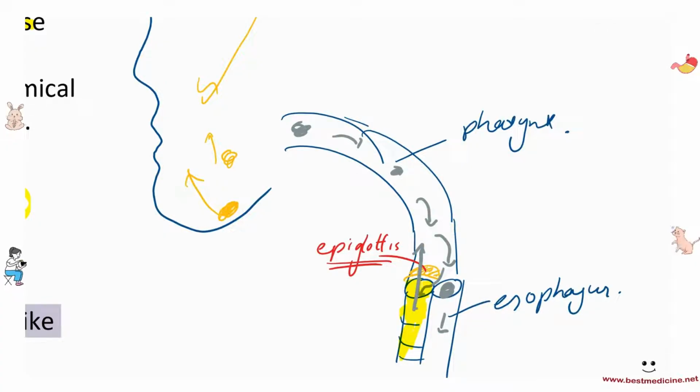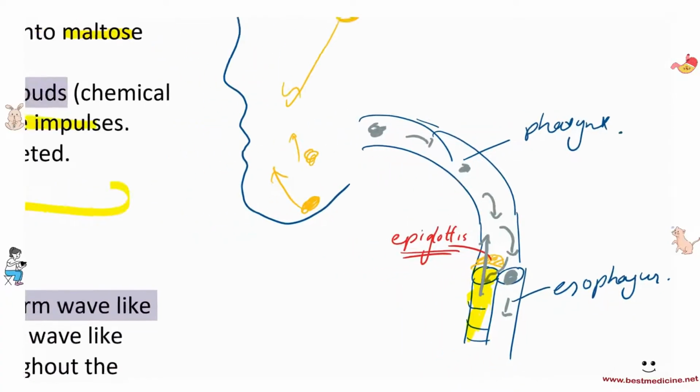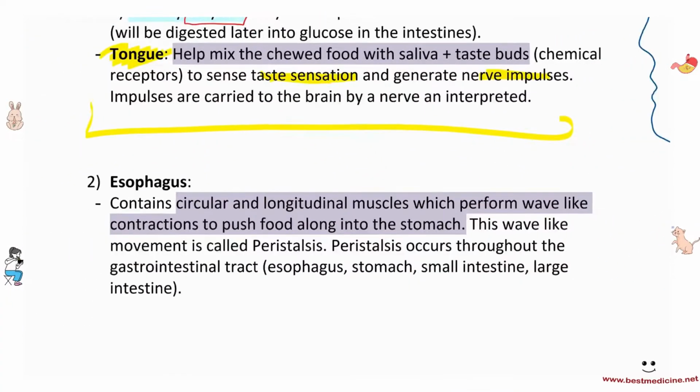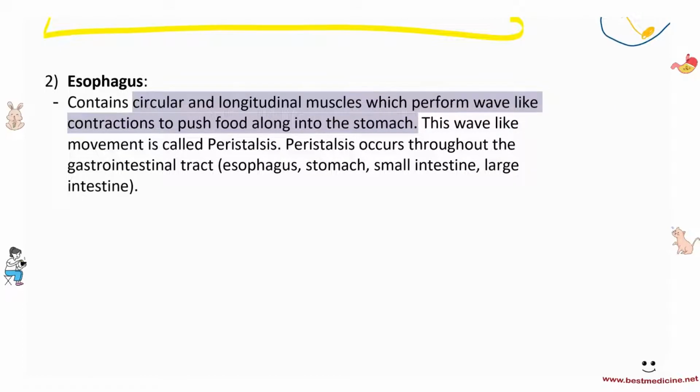Okay, so that's the esophagus, and this is where the food goes in. So what is the esophagus? What does it contain? The esophagus is the organ that contains circular and longitudinal muscles which help perform wave-like contractions to push food along into the stomach. This wave-like movement is called peristalsis. Very important, okay? Peristalsis occurs throughout the gastrointestinal tract: the esophagus, the stomach, the small intestine, the large intestine.